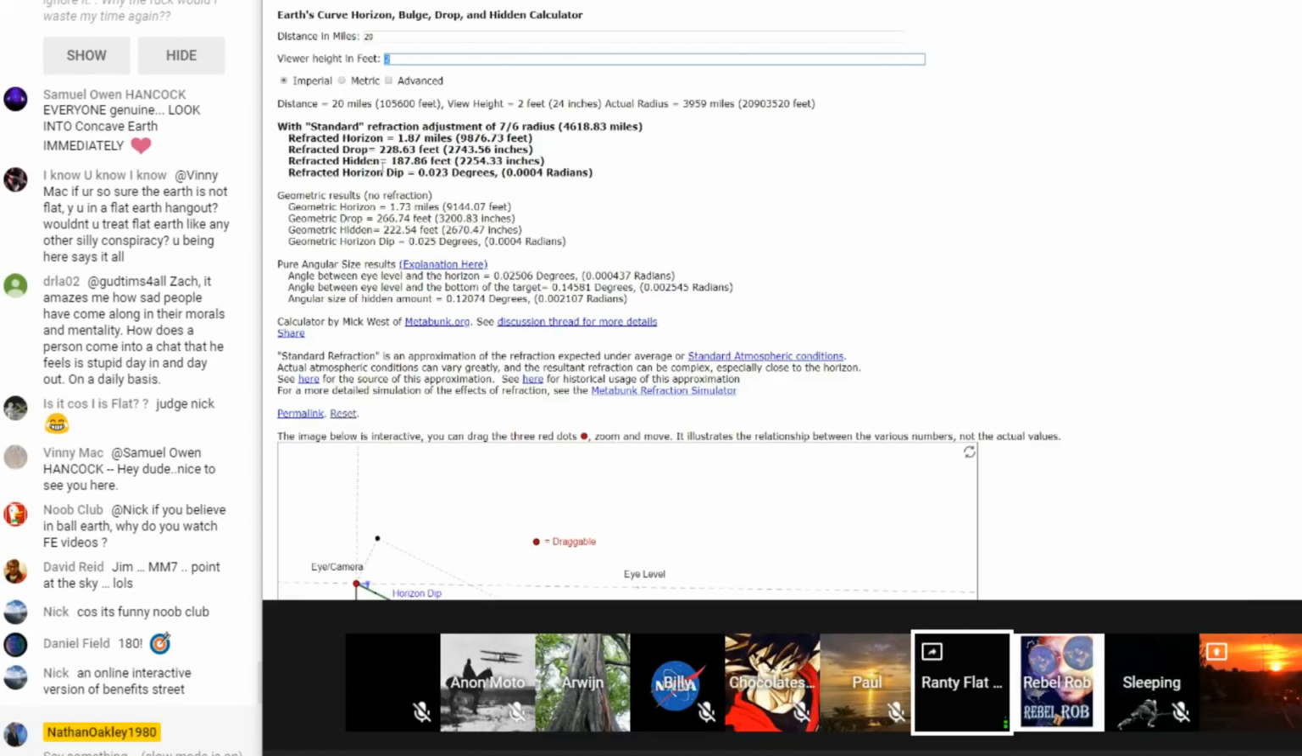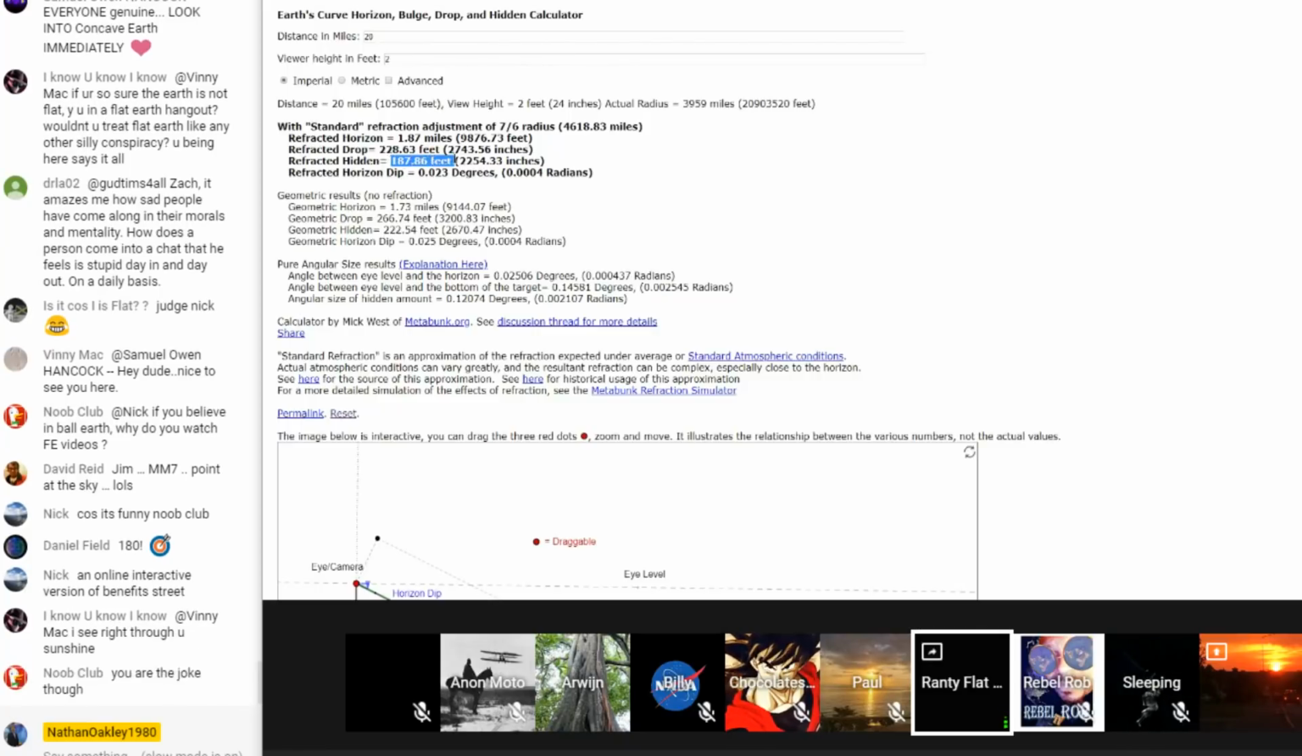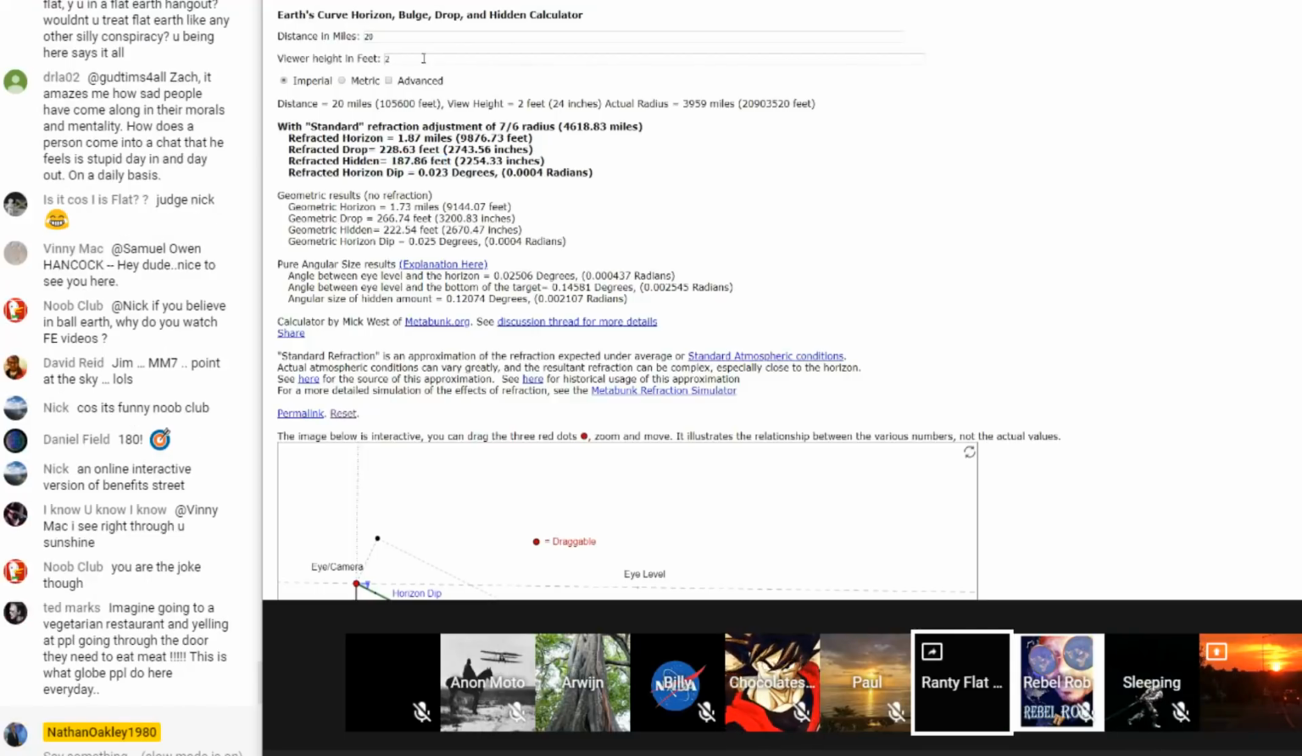It's certainly bad for the globers because standard refraction doesn't account for this. This is going to change every observation from just standard refraction. It's going to have to be superlumin refraction, as Rumpus would say.